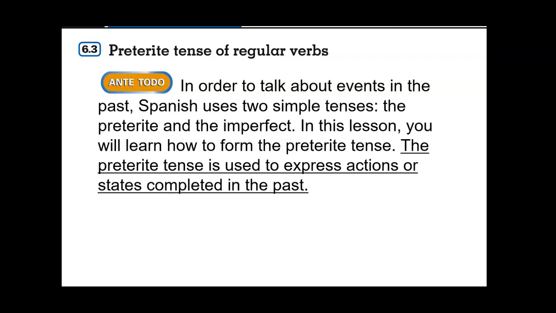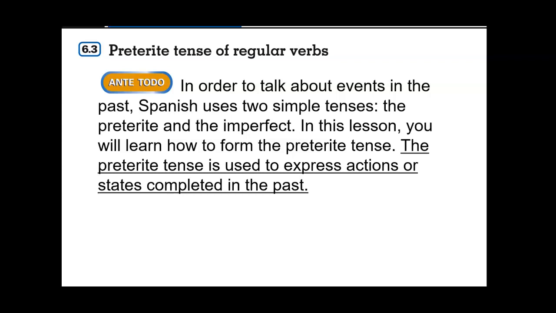We're going to go ahead and start, and it says, in order to talk about events in the past, Spanish uses two simple tenses, the preterite and the imperfect. In this lesson, you will learn how to form the preterite tense, which is used to express actions or states completed in the past. For example, if I say, I ate cereal this morning, it's a completed action. It's something that's already happened, and it's done.